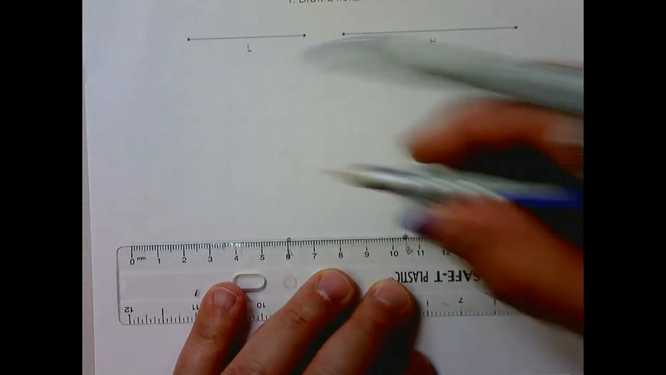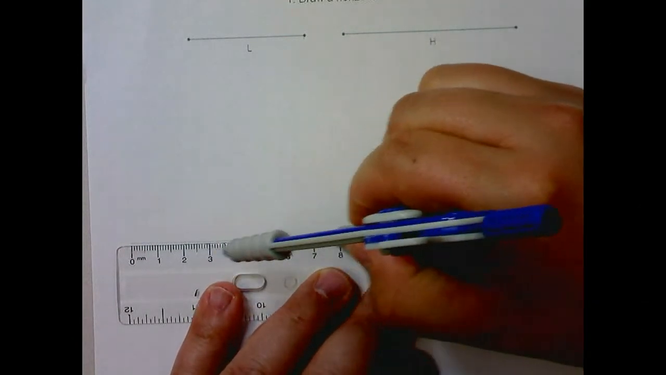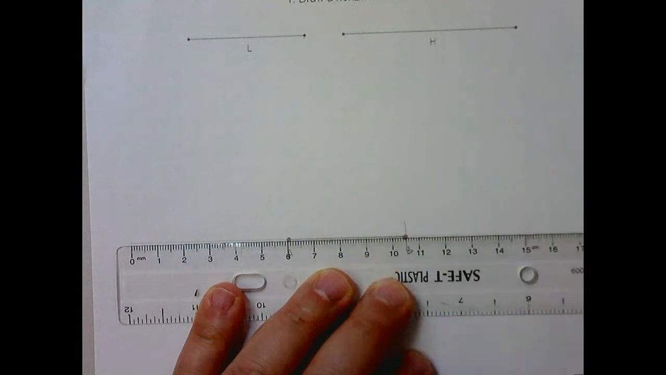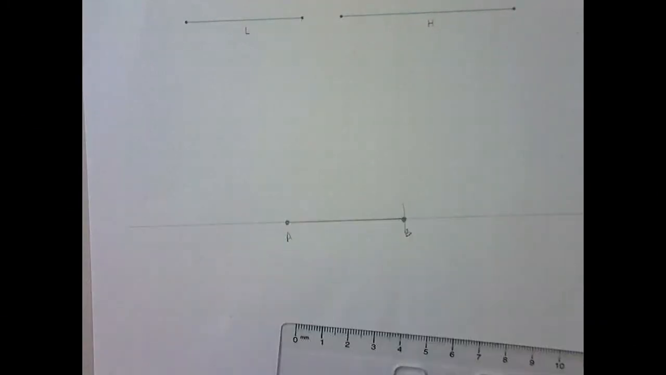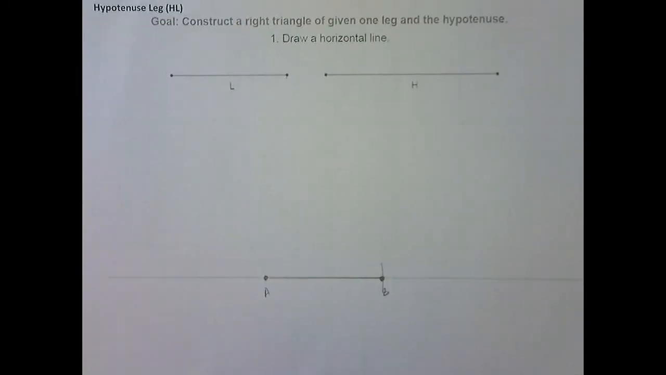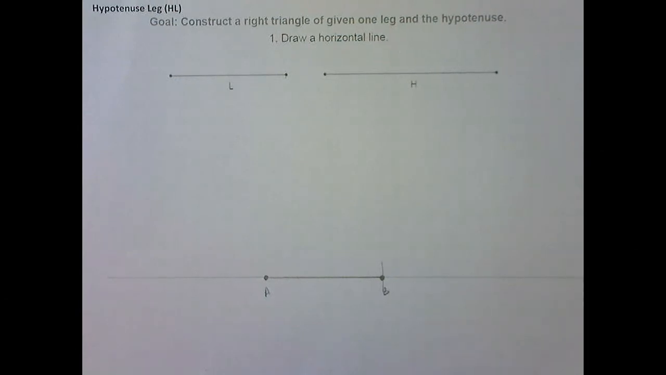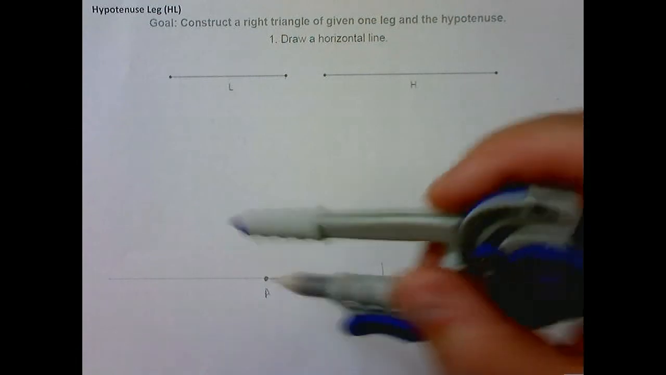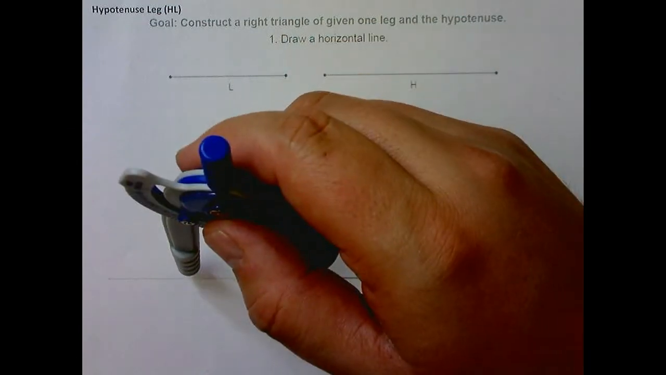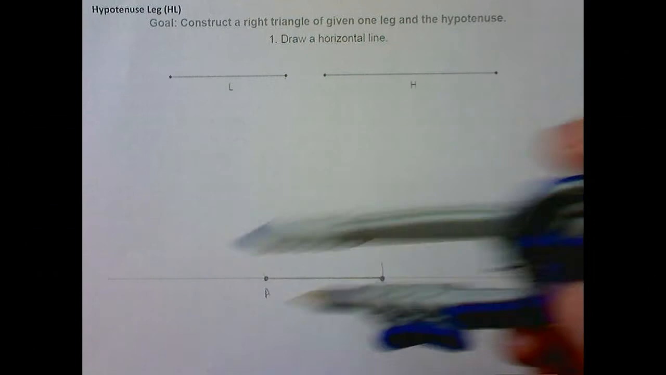But before we're going to be able to create the hypotenuse, what we need to do is create a perpendicular line through A or B. So it really doesn't matter. To do that, you're going to have to go back and figure out how to create a perpendicular line through a point. And to do that, what you need to do is create two marks.